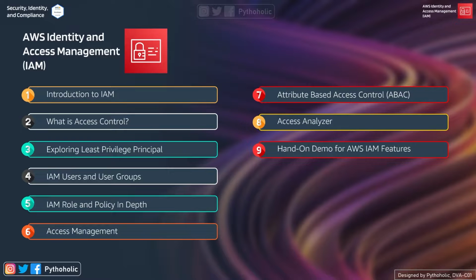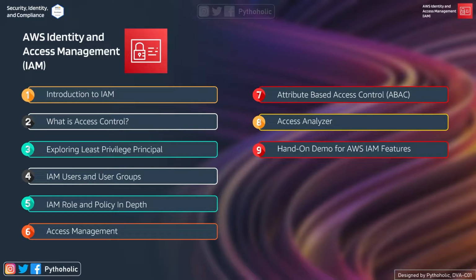And this session is going to be divided into multiple parts because we are going to cover a lot of concepts related to IAM. Watch out for multiple parts on this and don't miss out on any of the videos. First, we will talk about the introduction to IAM. Then we will talk about what is access control. We will also explore the principle of least privilege, IAM users and IAM user groups. We will also discuss in depth about IAM role and policy and permissions. We will also talk about access management, and moving on, we'll also cover ABAC and its differences with RBAC and how this is incorporated into IAM.